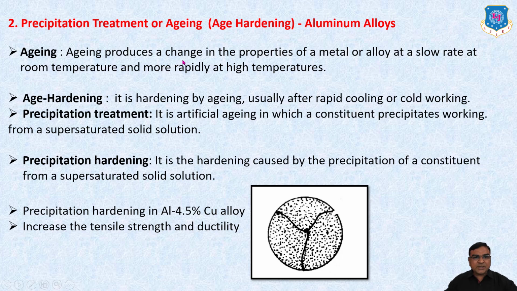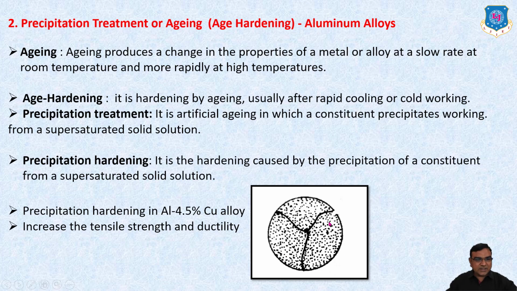Aging produces a change in properties of a metal or alloy at a slow rate at room temperature and more rapidly at high temperatures. Age hardening is hardening by aging, usually after rapid cooling or cold working. Precipitation treatment is artificial aging in which a constituent precipitates from a supersaturated solid solution. Precipitation hardening is the hardening caused by precipitation of a constituent from a supersaturated solid solution.